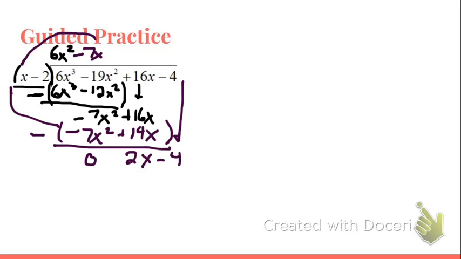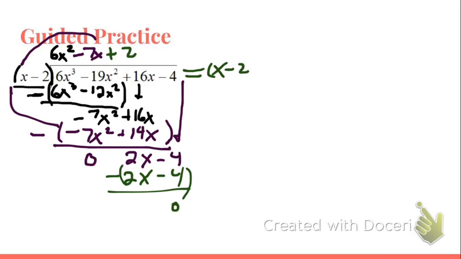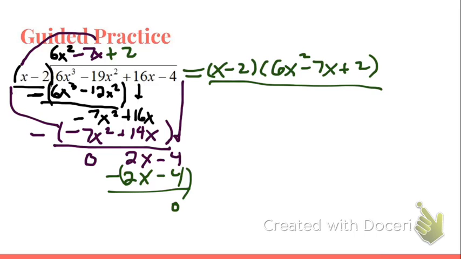Well, that would be 2, because 2 times x minus 2 is 2x minus 4. Subtract, and we get 0, which means this big ugly polynomial, 6x cubed minus 19x squared plus 16x minus 4, is equal to x minus 2 times 6x squared minus 7x plus 2. So we just used long division to factor.